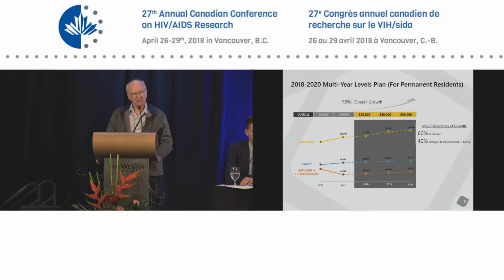This is the very latest multi-year levels plan for immigration as announced by the government. This is the very first time where projections were extended beyond 1 year, and with this change of government, the government has decided to present to Canadians a 3-year plan for planned migration to Canada.